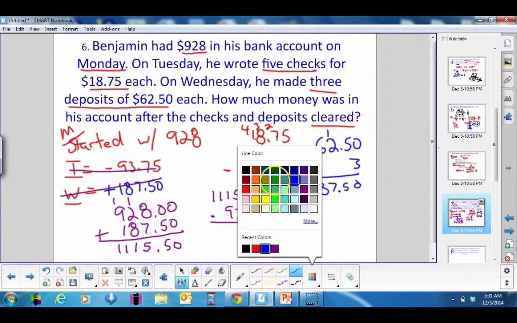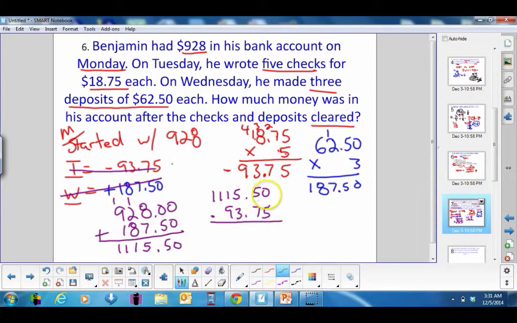We'll change the color. Let's use green. Okay, so I know I can't take 5 away from 0, so I have to borrow. This becomes a 4, and this 0 becomes 10. Okay, 10 minus 5 is 5. I can't take away 7 from 4, so again I have to borrow over here. This 5 becomes 4. This becomes 14. 14 minus 7 is 7.